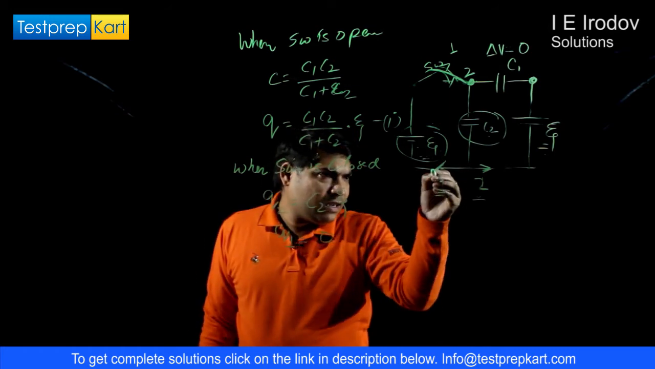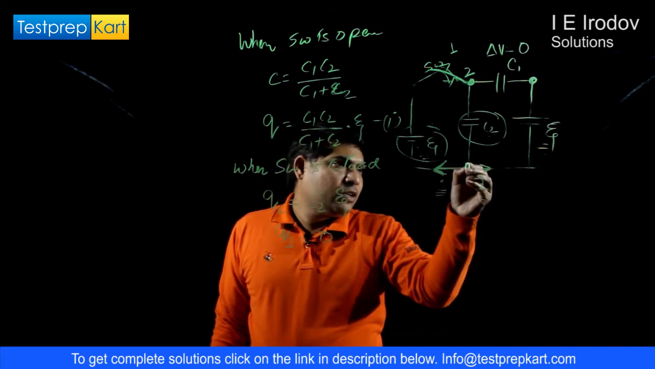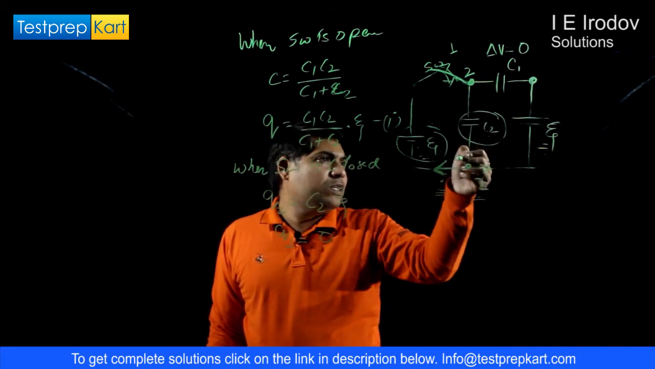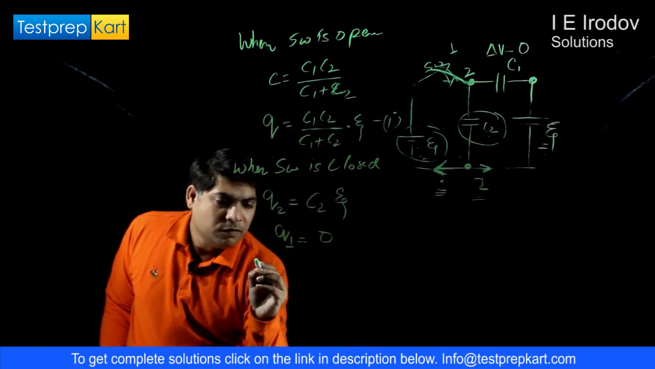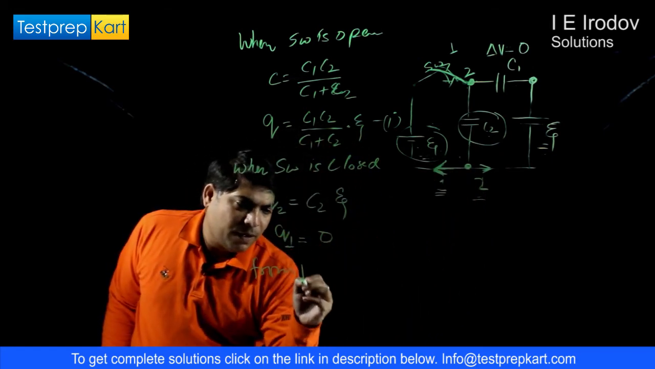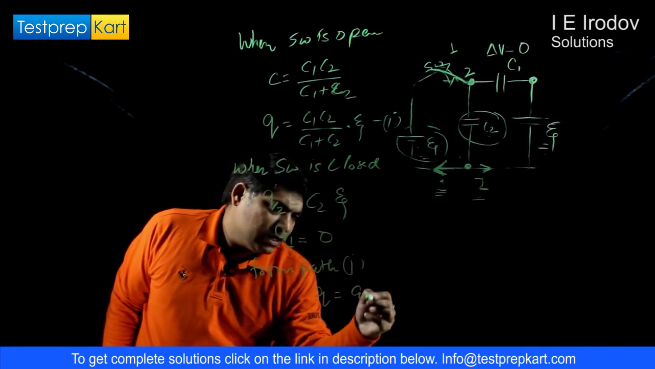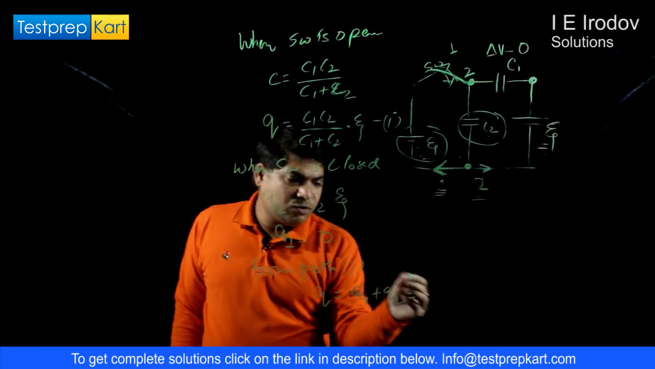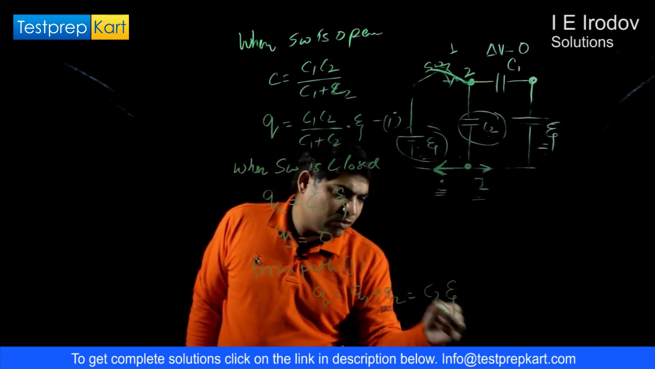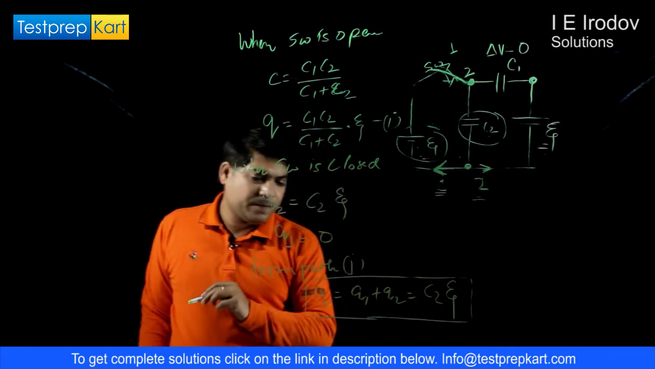Now if we try to figure out the charge flowing in direction 1, it would be the sum of charge Q1 plus charge Q2. So from path 1, the net charge is Q1 plus Q2. Q1 is 0 and Q2 is C2 into E. So through path 1 there will be a charge C2 into E.